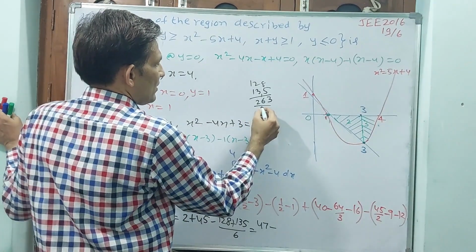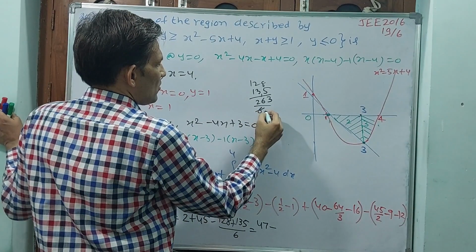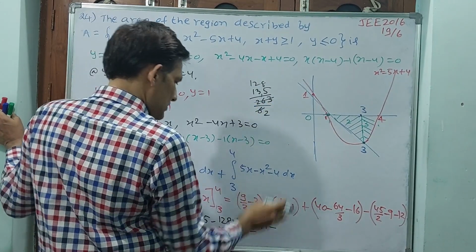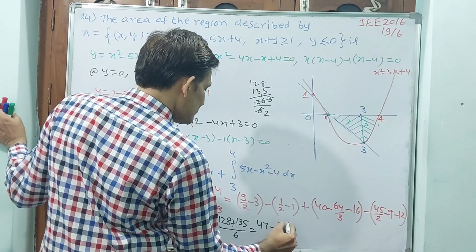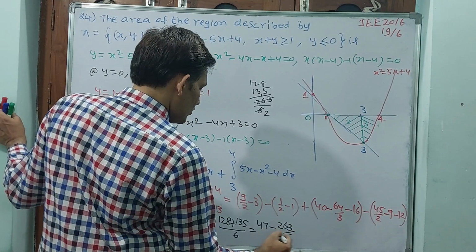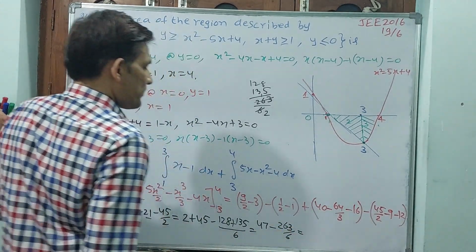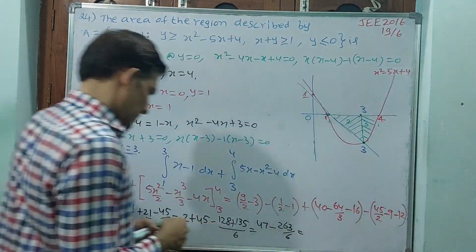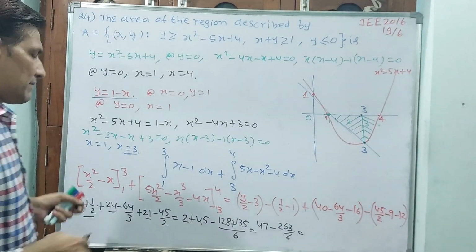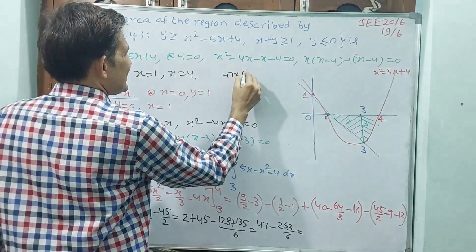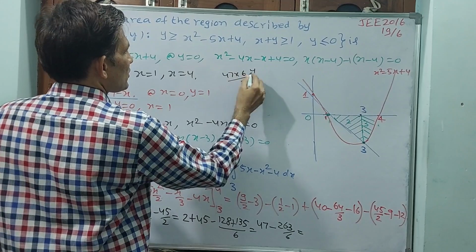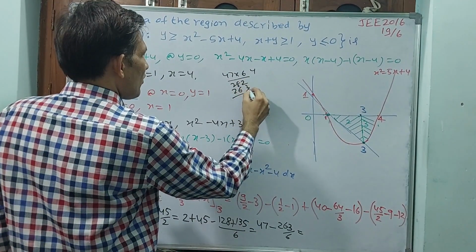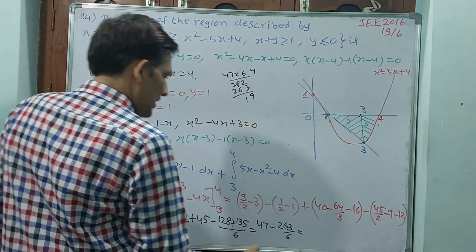263 by 6, multiply this one. That is equal to, now 6 times 47: 6 7s are 42, 6 4s are 24, 282. 282 minus 263 is 19. So the answer is 19 by 6.